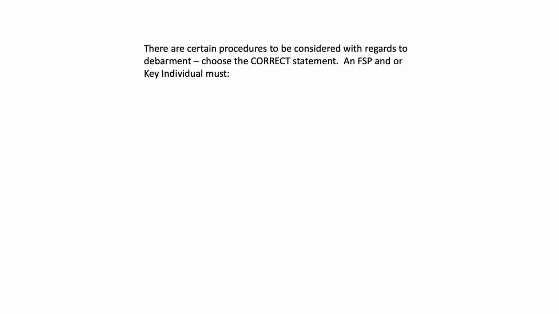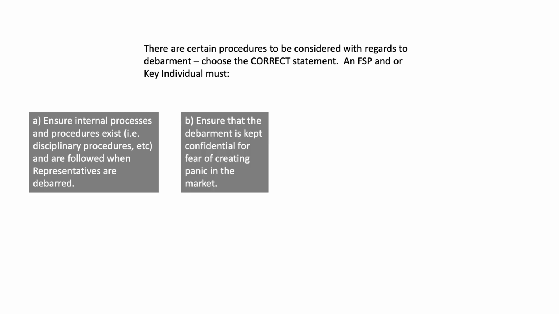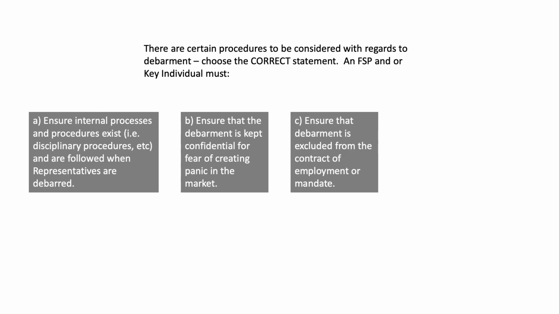There are certain procedures to be considered with regards to debarment. Choose the correct statement. An FSP and/or key individual must A. Ensure internal processes and procedures exist, in other words, disciplinary procedures, etc., and are followed when representatives are debarred. B. Ensure that the debarment is kept confidential for fear of creating panic in the market. C. Ensure that debarment is excluded from the contract of employment or mandate.